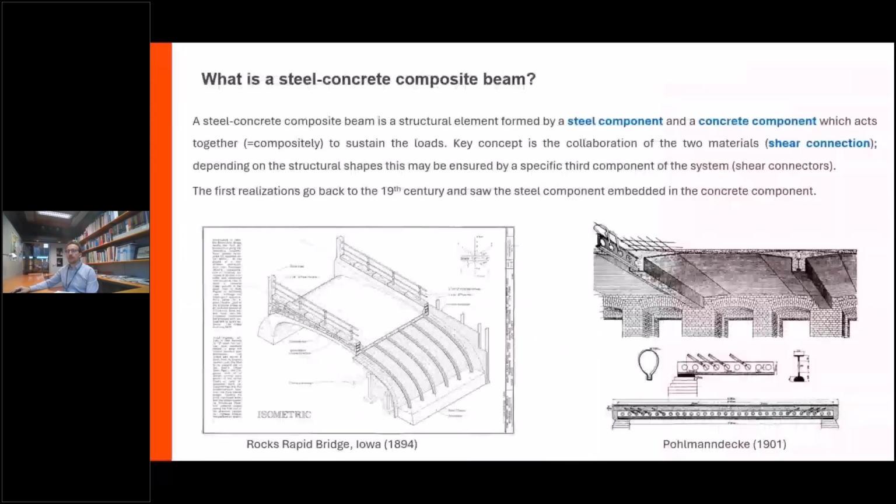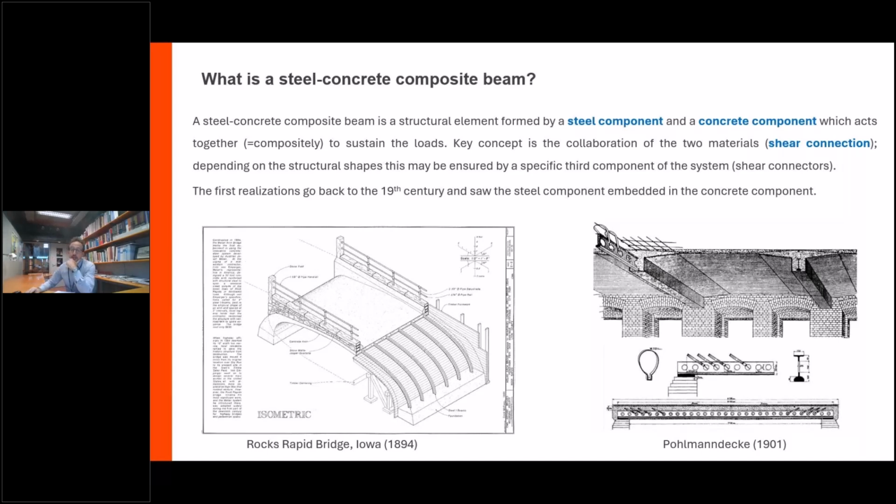So I would rather start with a very short introduction. So what is a steel concrete composite beam? Basically, it is a structural element which is composed of two components, steel and concrete, and they work together compositely. That means there is an interaction between the two materials, and they act together so as to make a composite section. The collaboration of the two materials is a key concept, and in some cases it is necessary to ensure it by a specific element, which is the shear connection.